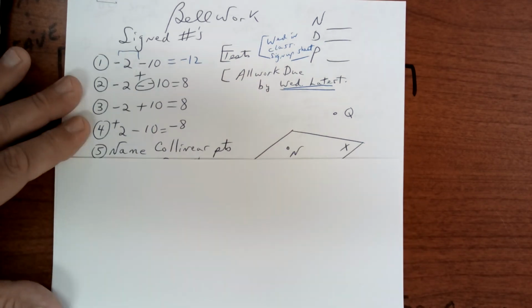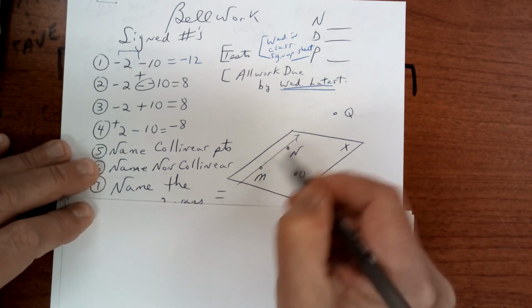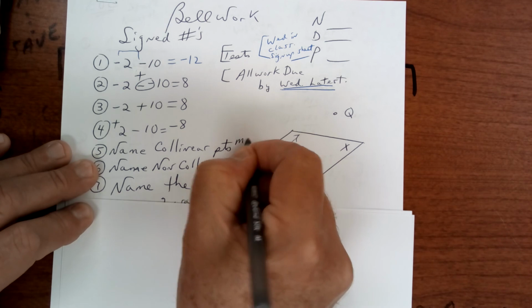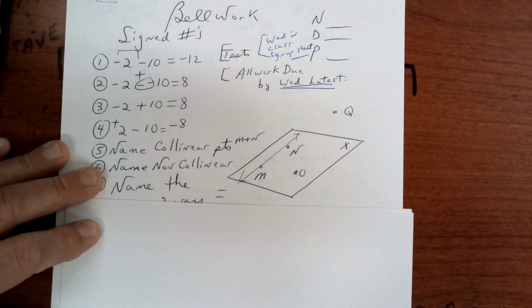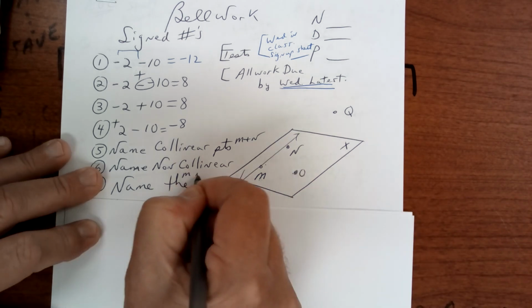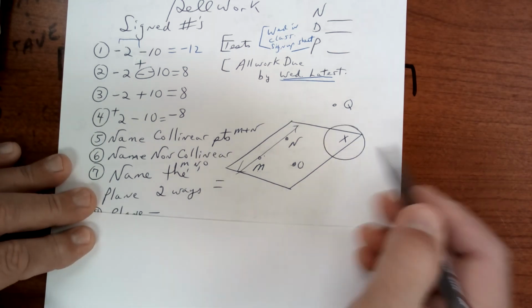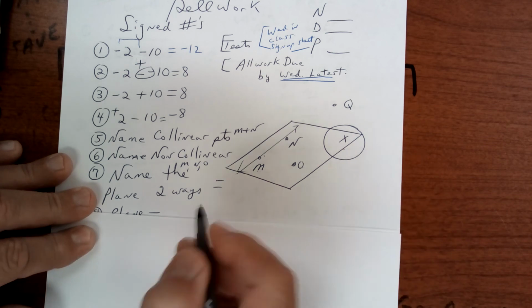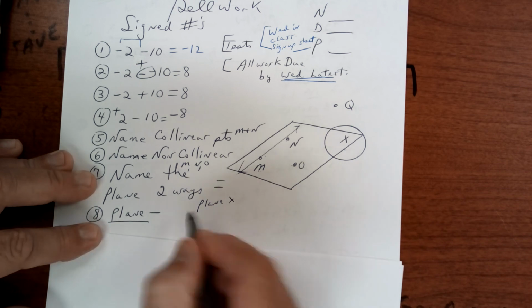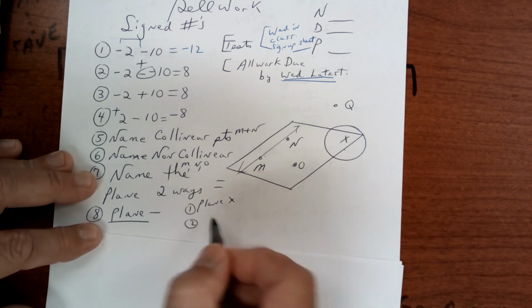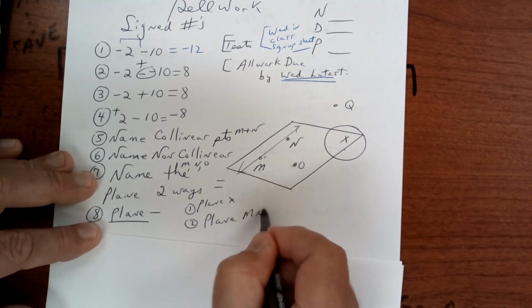Name collinear points. Collinear points would be in a straight line like this. So points M and N. Non-collinear points would be M and O. Name the plane two ways. You could say it by that fancy letter right there with no point there, so you could say plane X. Or you can name it by 3 non-collinear points and you can say plane M and O is crooked, so M and O would work.